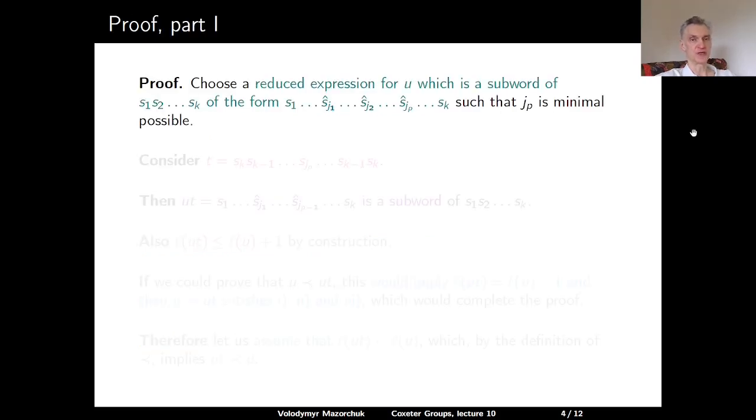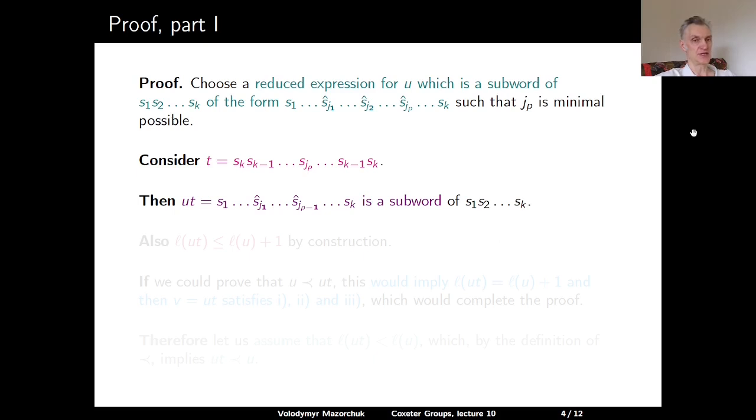Proof. So let us choose a reduced expression for u, which is a subword of s1, s2, and so on, sk, which is obtained by deleting the letters s_{j1}, s_{j2}, and so on, s_{jp}, in such a way that jp is minimal possible. So we have our s1, s2, sk, we delete some letters, and the rightmost deleted letter is the minimal possible. Consider the reflection sk, s_{k-1}, and so on, all the way down to s_{jp}, that's our rightmost deleted letter, and then we go back, s_{jp+1}, and so on, sk. We denote this reflection by t.